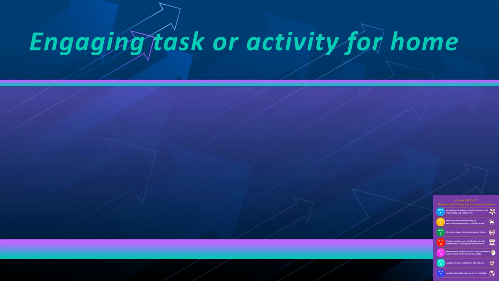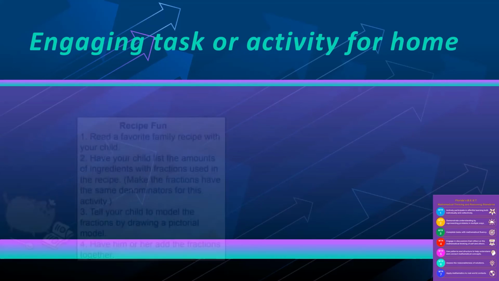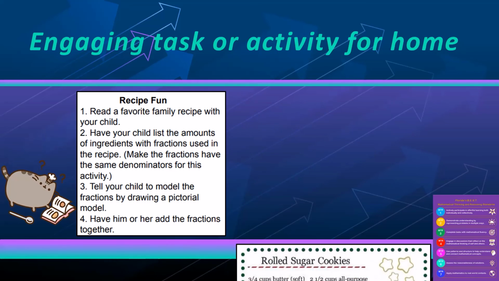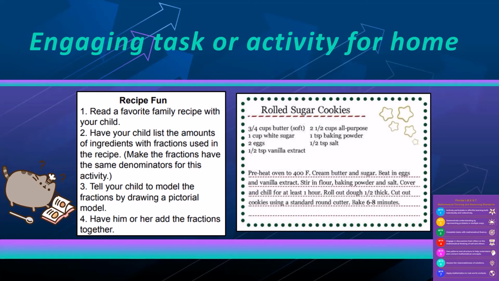Here are the tasks students can do at home to practice their skills. Find a favorite recipe and add some of the like denominator fractions. So an example I have on the slide is a rolled sugar cookies recipe. I could ask a student to add the vanilla, all-purpose flour, and salt because they all have the same denominator of a half. Students can then draw a model and determine the sum. The MTRs for this activity are 1 and 7.